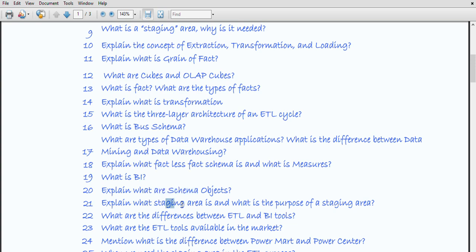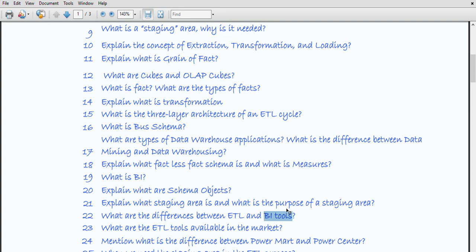Then what is meant by staging area and what is the purpose of staging area? We have already seen what is meant by staging area. Staging is an area where you are holding the data temporarily on the data warehouse. It includes restructuring, data cleaning, and value transformation. These are the activities.